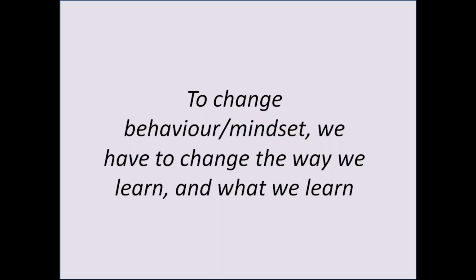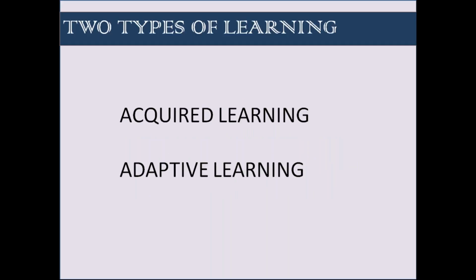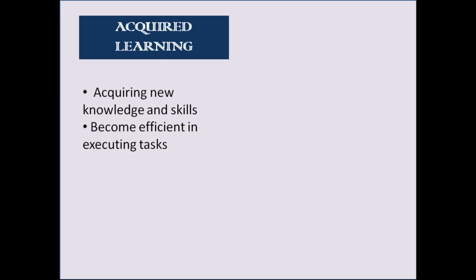To change behavior and mindset, we first of all have to change the way we learn and what we learn. That is very important. There are two types of learning. One is acquired learning and the second is adaptive learning. So what is acquired learning? Acquired learning is acquiring new knowledge and skills. As I said earlier, it is by undergoing training, by reading books, by talking to others and sharing their experience, and through our own experience. So whatever we gather is acquired learning.